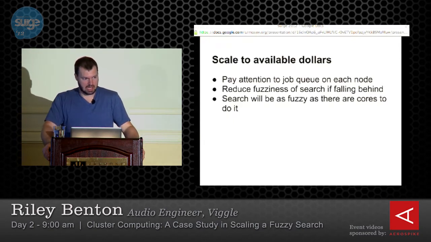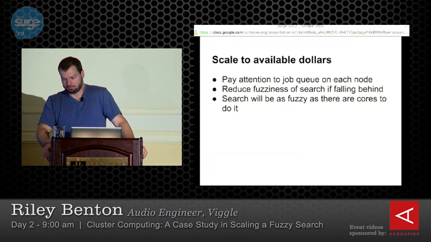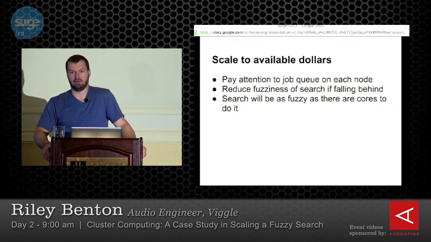This allows us to scale to available dollars because if we decide one day, let's start giving the users who have trouble checking in and audio verifying a good experience, we can just spin up more machines and spend more money on that particular evening. As a result, we spread the fuzziness over more cores in the cluster, and fuzziness is higher in general, so we can match more stuff. Great.